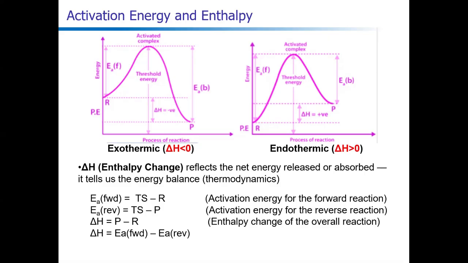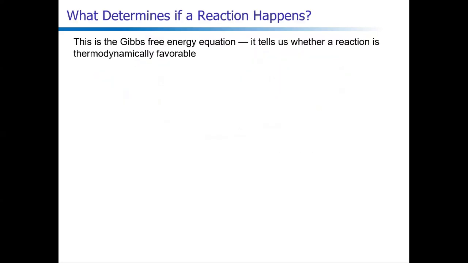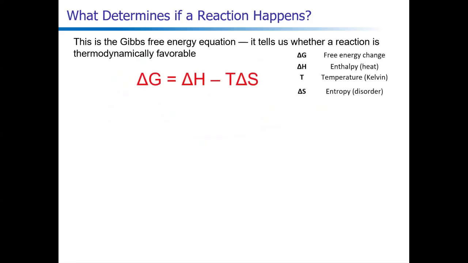Now that we've seen how delta H fits into energy diagrams, let's go a little bit deeper into the thermodynamics and see how enthalpy relates to spontaneity, entropy, and free energy. So here's the Gibbs free energy equation. It tells us whether a reaction is thermodynamically favorable or not. We'll use this to connect heat, disorder, and temperature into one prediction of whether a reaction wants to happen.